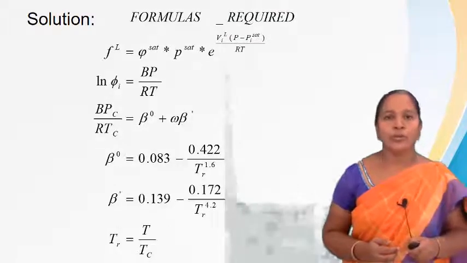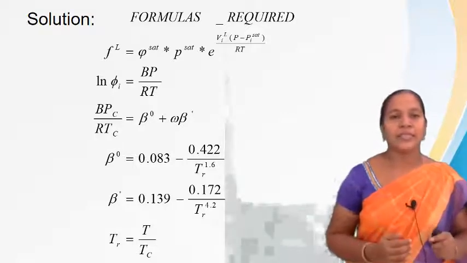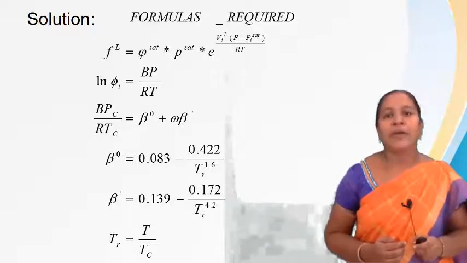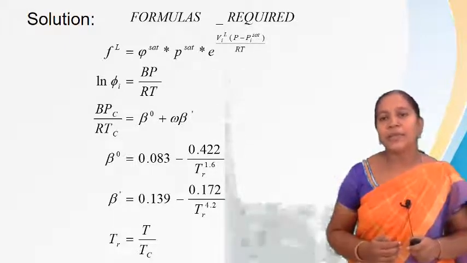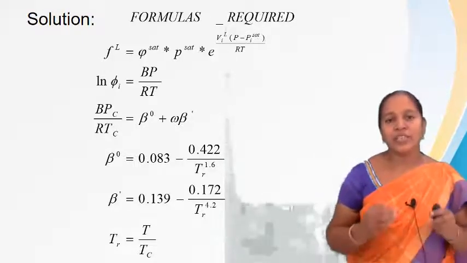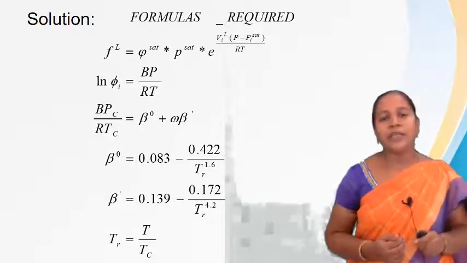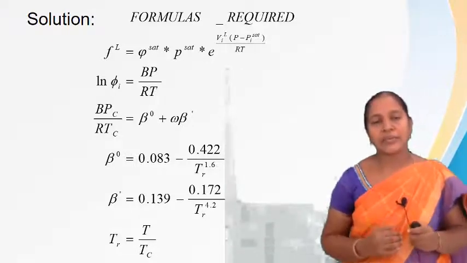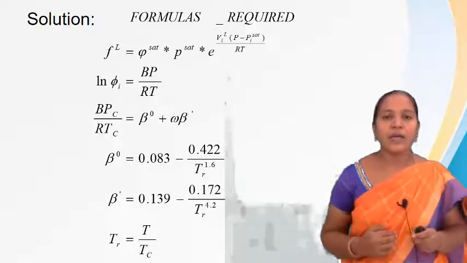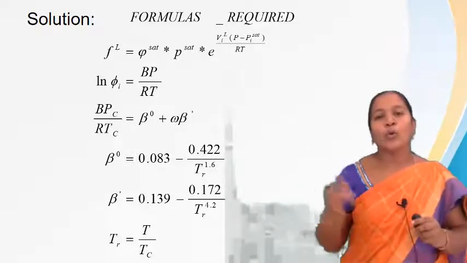Coming to the solution. Here, the formula required for calculating the liquid fugacity is FL equals phi sat into P sat into e power VL into P minus P sat by RT. Here, phi is calculated by using ln phi equals BP by RT. Here B is calculated from BPc by RTc equals beta naught plus omega beta dash. Here beta naught and beta dash are calculated from the correlations.